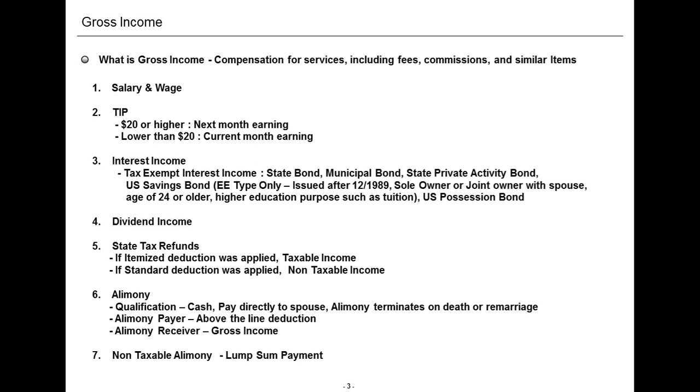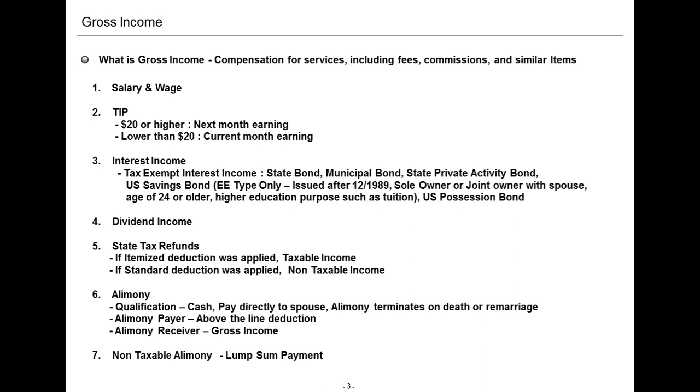And number 6, alimony. Let's say if a couple goes into divorce, then most likely alimony results. In order to qualify as alimony, it must be paid in cash, or paid directly to the spouse, and alimony terminates on the death of the receiver, or remarriage of the receiver. And whoever pays the alimony, the payer, can deduct the alimony amount as an above-the-line deduction, but the alimony receiver has to file it on the tax return as gross income. So alimony is gross income.